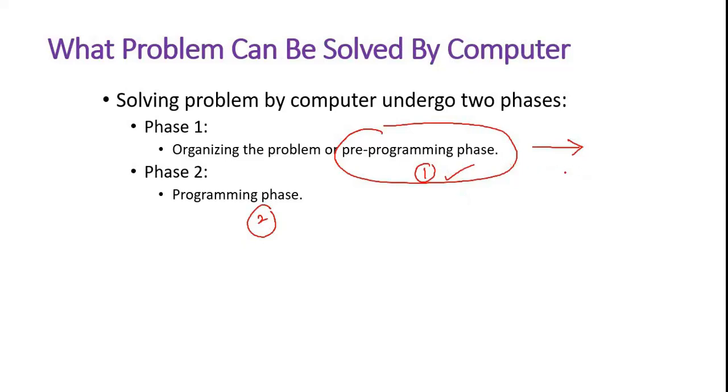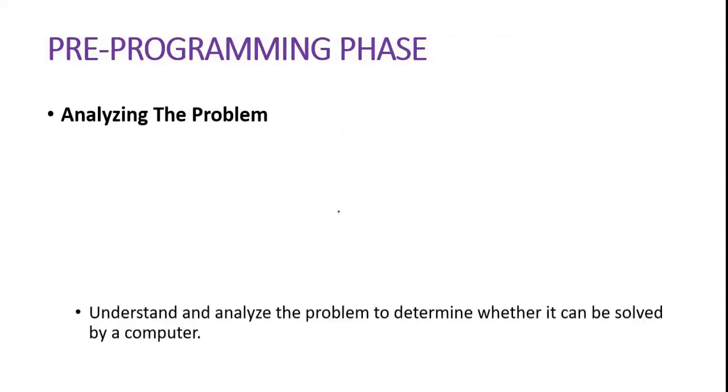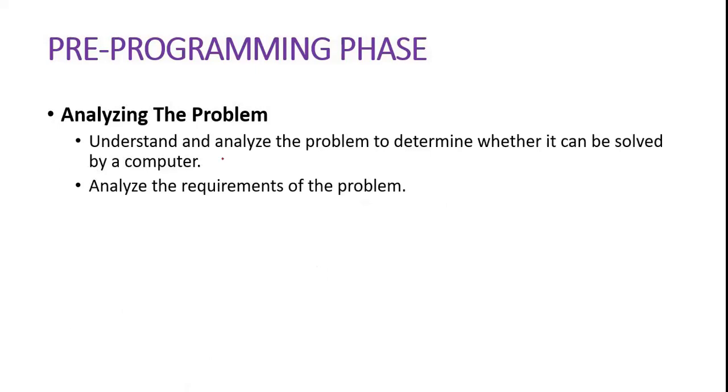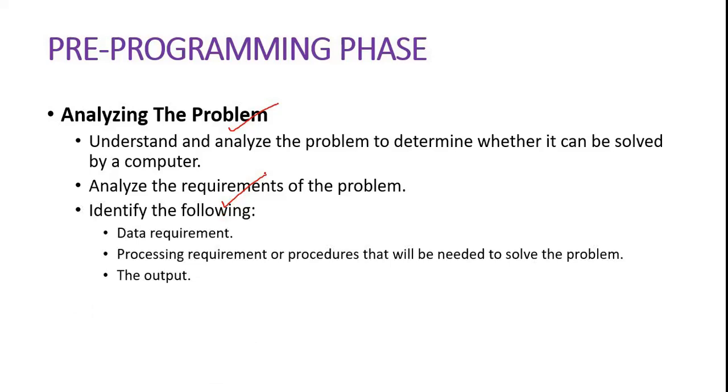If you analyze the problem exactly, if you know what the inputs required are and what the output is, it should give it. If you finalize the exact logic, then the programming phase is very simple. So as I said earlier, you need to analyze the problem and the requirements. The requirements may be the data, the procedure, and the output.